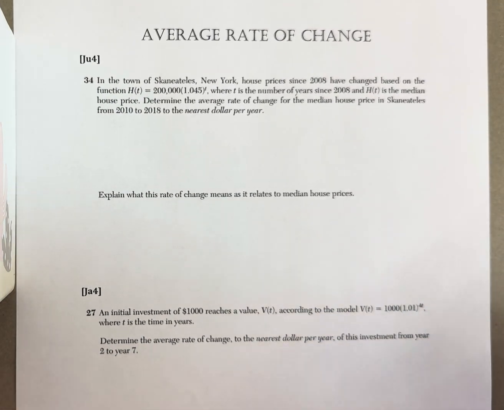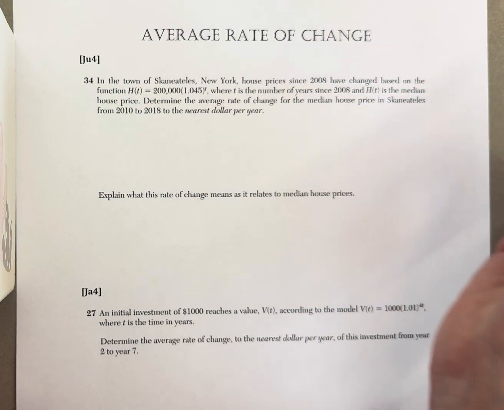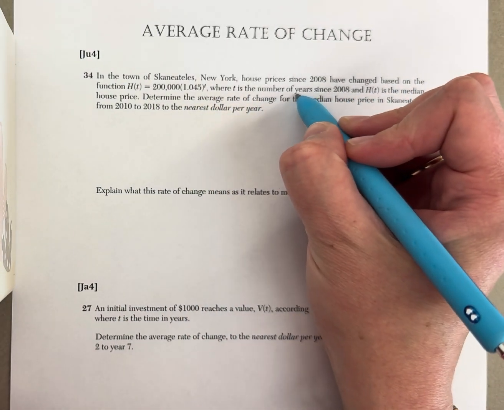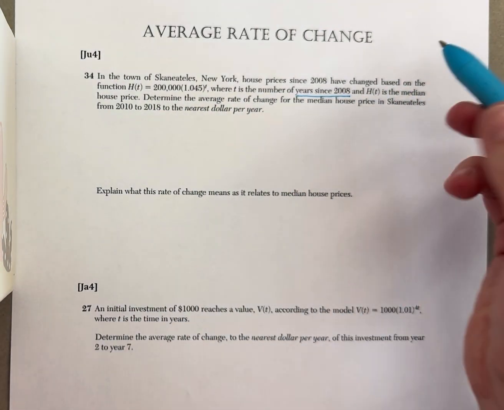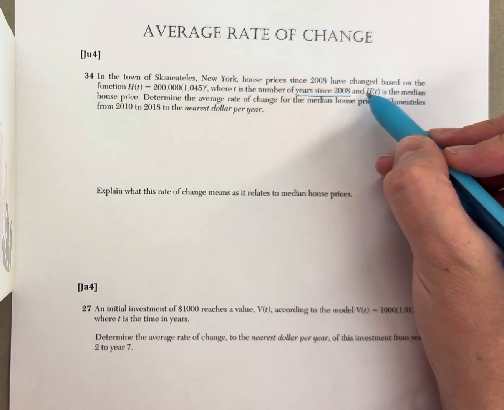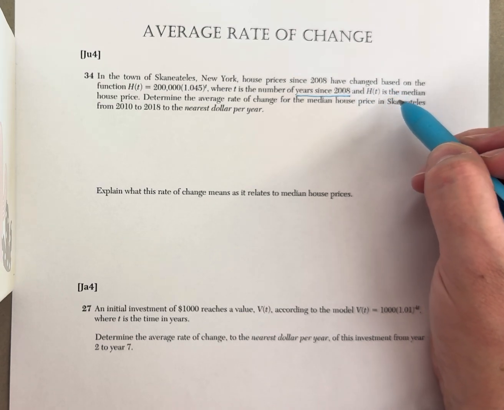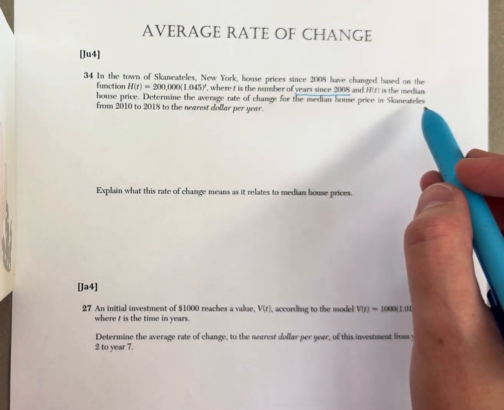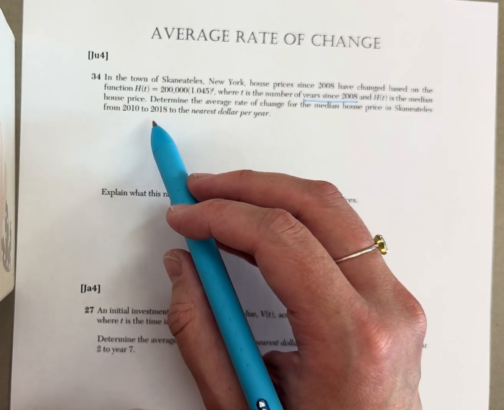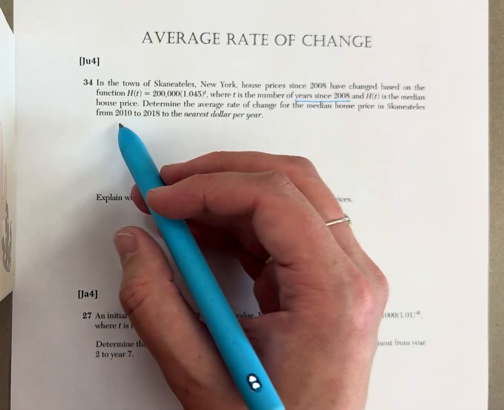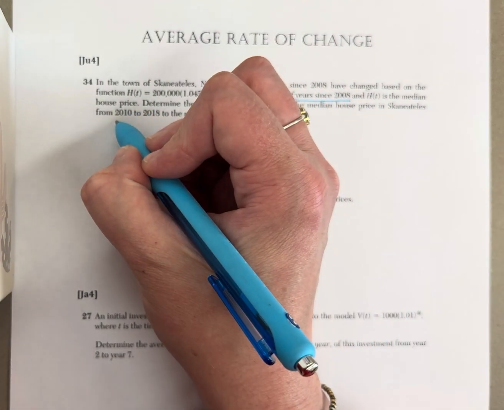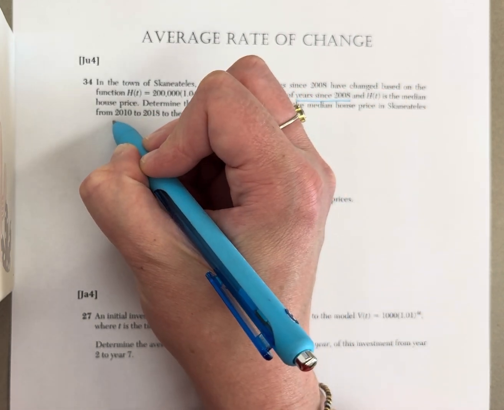All right, next one says, in the town of Skaneateles, New York, house prices since 2008 have changed based on the function. It gives you this. T is the number of years since 2008. H of T, this is not H times T, it's just function notation. H of T is the median house price. Determine the average rate of change for the median house price in Skaneateles from 2010 to 2018 to the nearest dollar per year. 2010, how many years is that since 2008? So this would be 2 years.